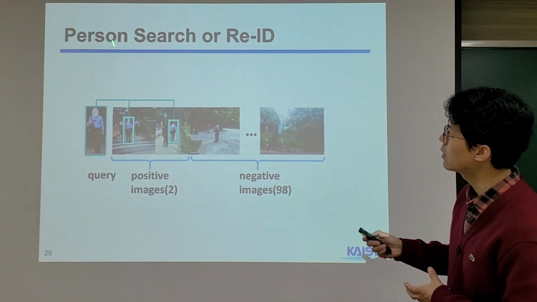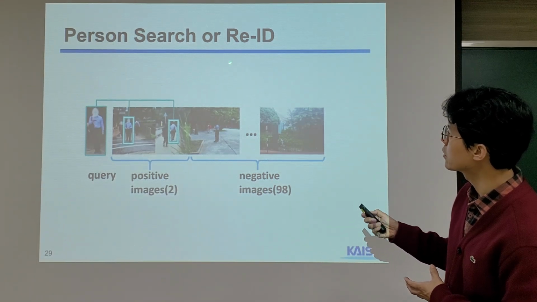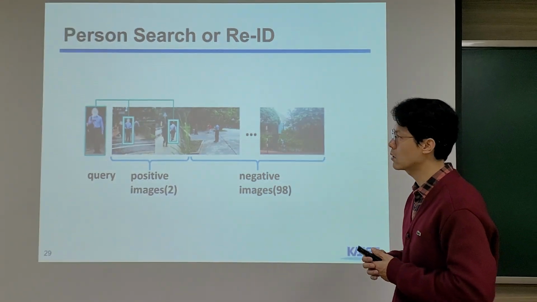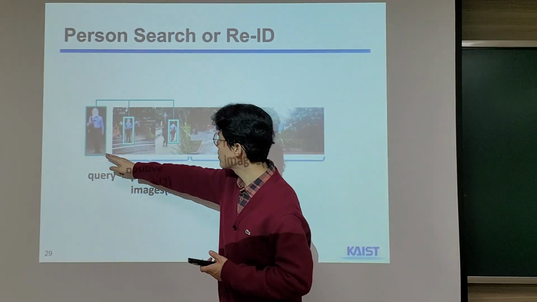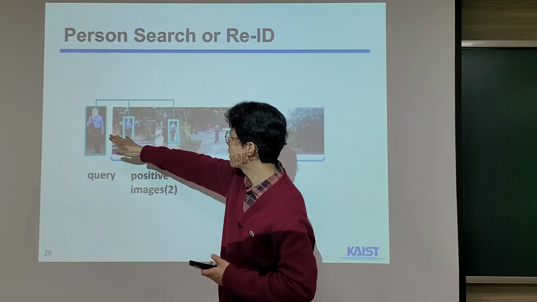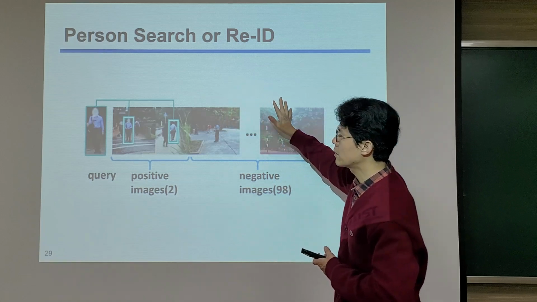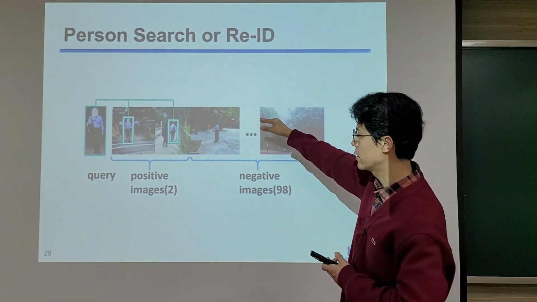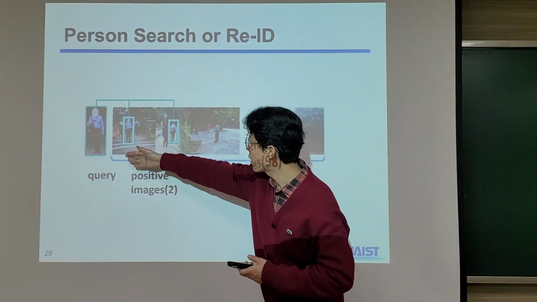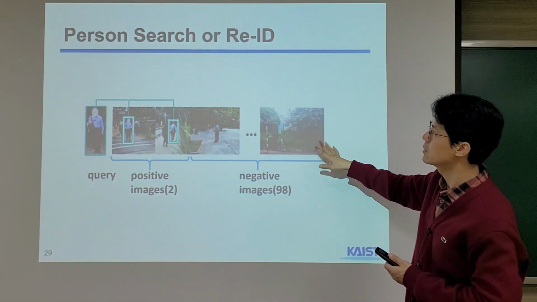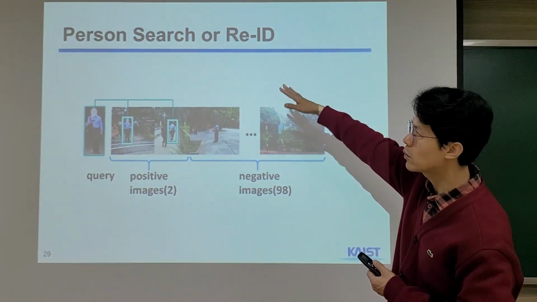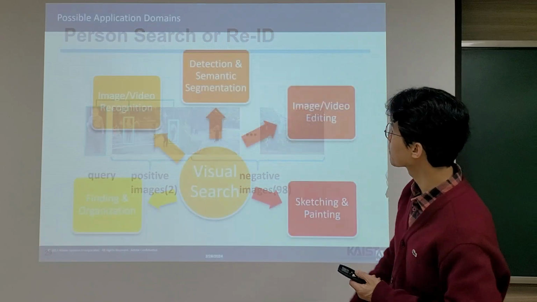Another application is person search, also called re-ID. I talked about it earlier. Given a query image containing a person, you identify the same person through other videos. This is a positive image for the query, and this is a negative image. This is called person search, or re-ID.